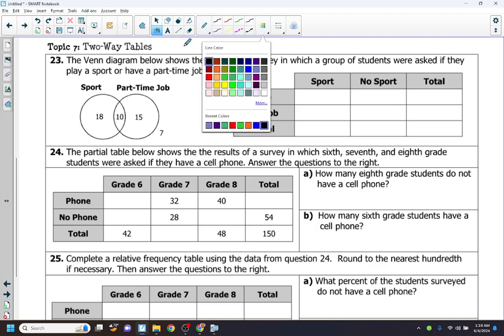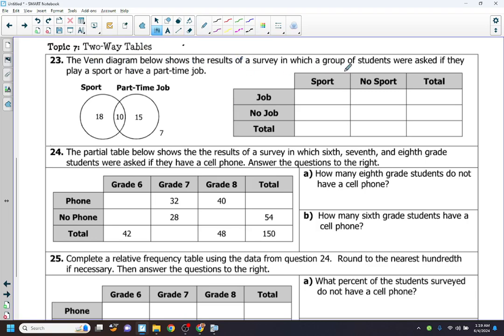Here's a Venn diagram. The Venn diagram shows the survey results of the situation. Remember, in a Venn diagram, in total, there are 28 people who did sports, and in total, there are 25 people who did part time jobs. The number on the outside means they did not do a sport nor a part time job. They did nothing, okay? So the total amount of sports is 18 plus 10. The amount of people who did sports is 28.